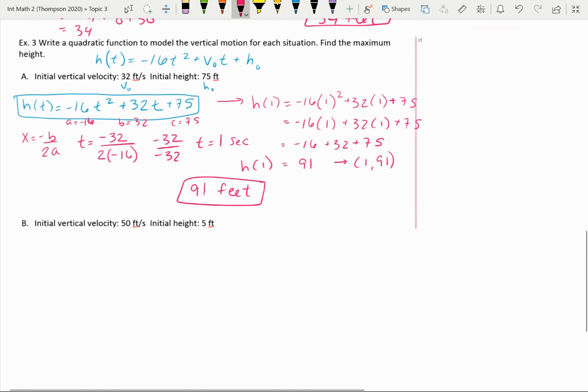So we go again. I write my equation. Let's see. Initial vertical velocity, that's going to be v initial. Initial height, that's h initial. Negative 16 t squared plus 50 t plus 5. All right, there's my equation. And when you do enter these into your online homework, make sure you are using t instead of x.